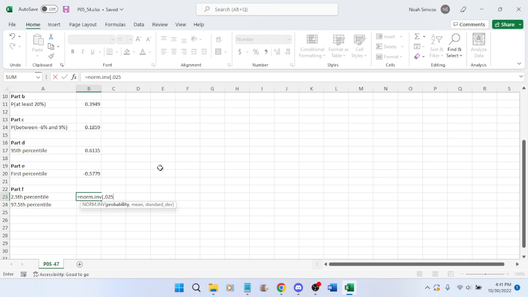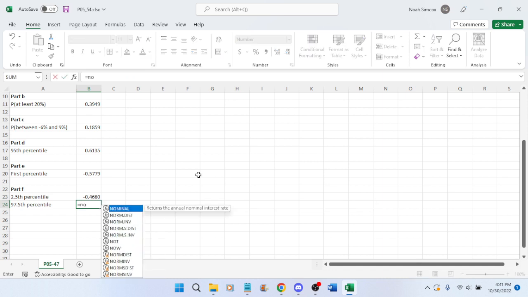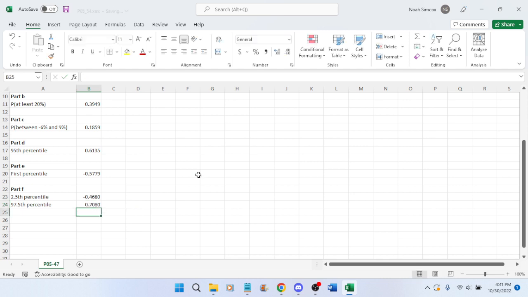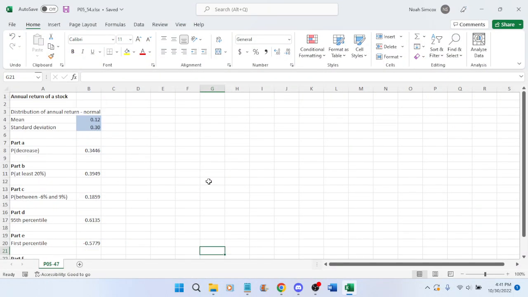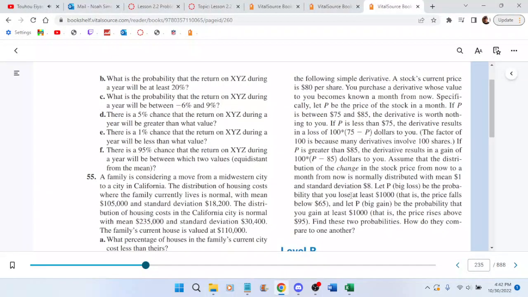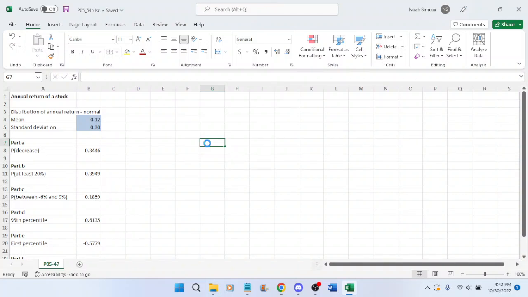Point 0.025, 0.12, 0.3. I already have it memorized, apparently. So equals 0.975, 0.12, 0.3. That's it. We're done. We only have one more question. We have done every question except for one.